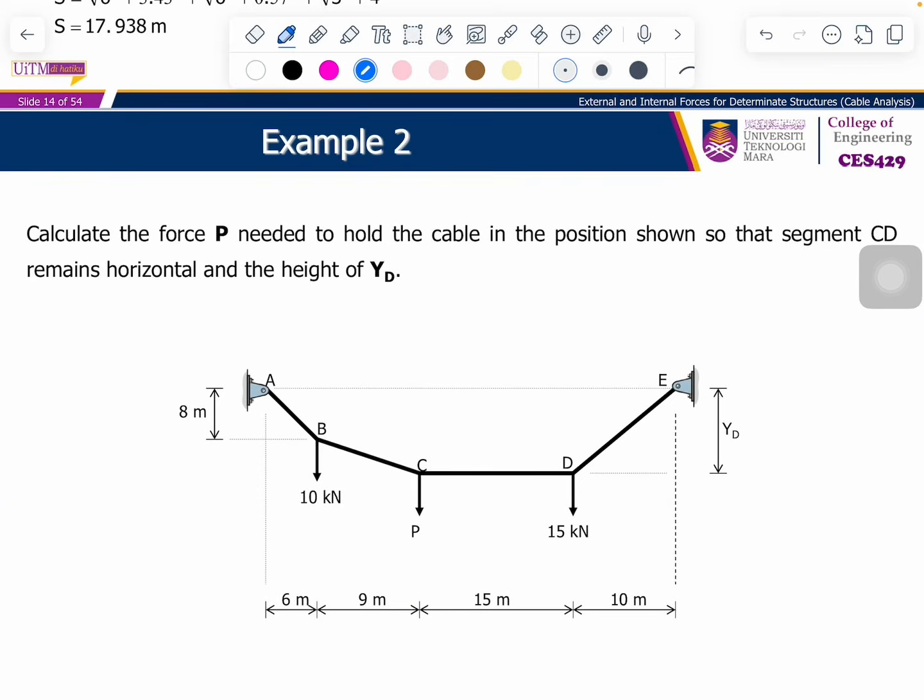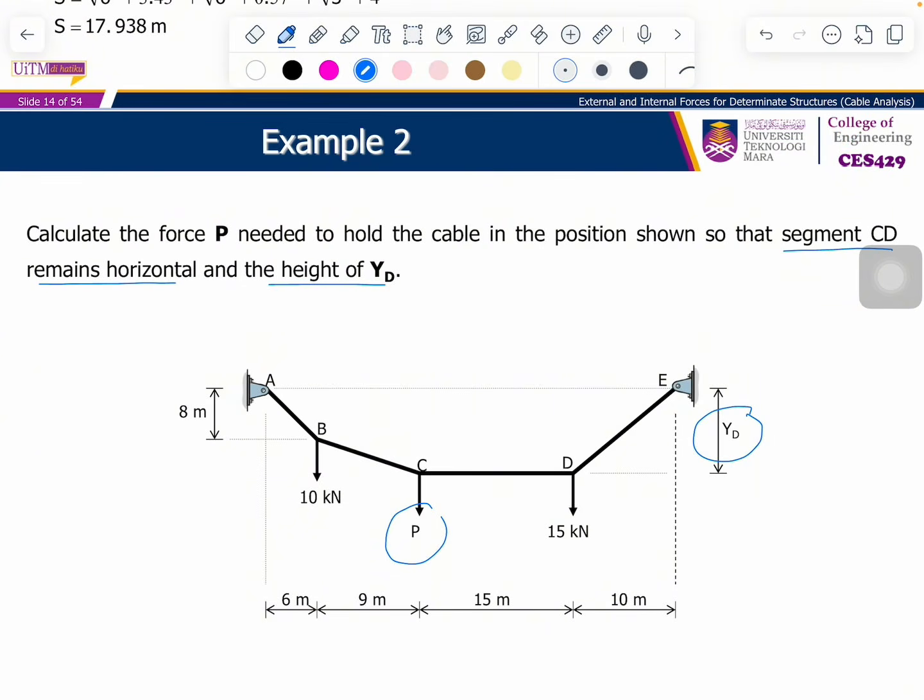Today I would like to share this example of how to solve this problem. If you look at this solution, in this case you need to calculate the force P needed to hold the cable in the position shown so that segment CD remains horizontal, and the height YD. So if you look at this figure, we have two unknowns. The first unknown is P. The second unknown is the vertical distance from D to E, or YD.